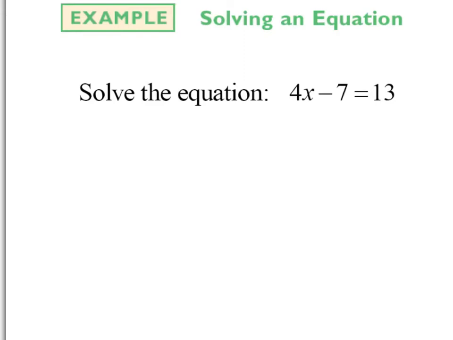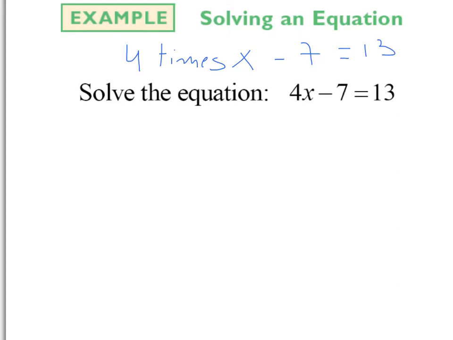Here we have this example. We've got 4x minus 7 equals 13, and we have to solve for x. When we have 4x, it means 4 times x. We have multiplication there, right? So 4 times x minus 7 equals 13. Now x is the variable, the unknown, and we need to find the value of x.